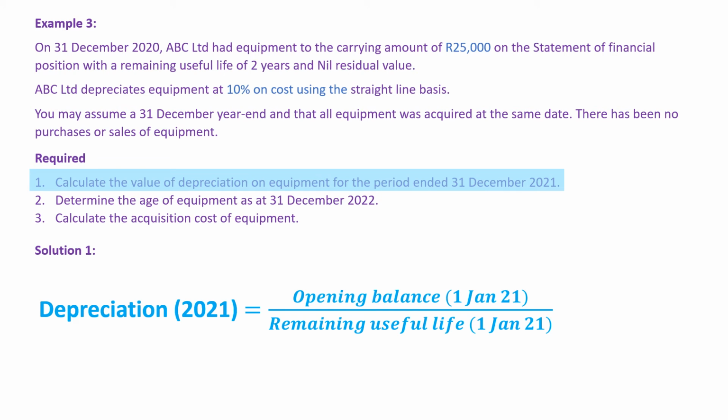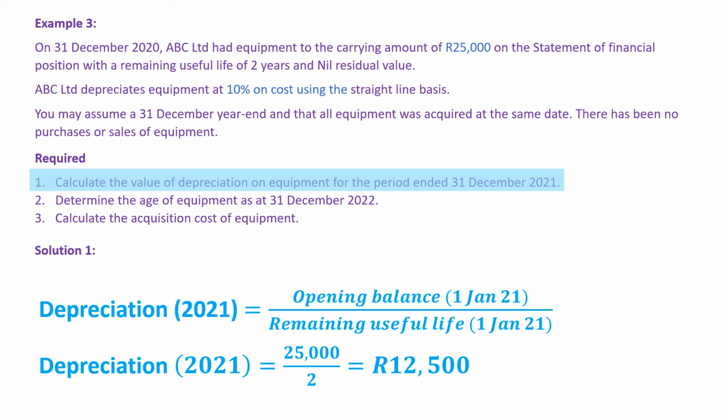The way to get your depreciation for 2021 is you would need to take your opening balance as at 1 Jan 2021, which in this case is exactly the same thing as the balance as at 31 December 2020, and one would divide it by the remaining useful life as at 1 Jan 2021. So this is fairly straightforward. 25,000 rands is your opening balance, and your remaining useful life as at 1 Jan 2021 is 2. You then get depreciation of 12,500.